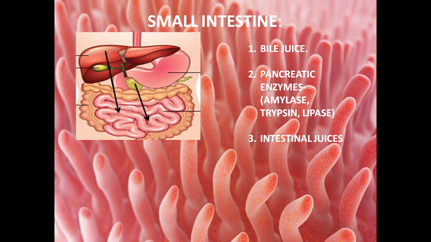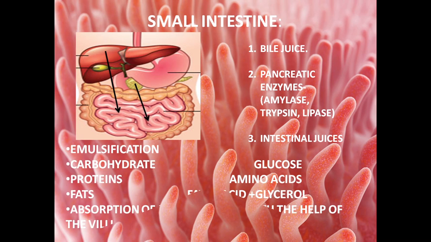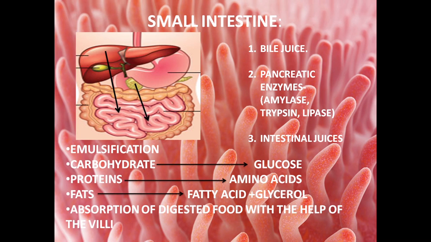So we'll see what all there are. First is the emulsification. Next, carbohydrates into glucose, complete digestion of carbohydrate. Now, complete digestion of protein, protein into amino acid. Complete digestion of fats, fats into fatty acid and glycerol.